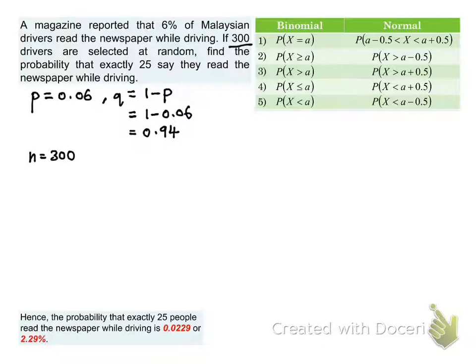Just now we need two formulas, np and nq, so we can check whether we have to use the normal or not. So np is n times p, equal to 300 times 0.06, and you will get what?